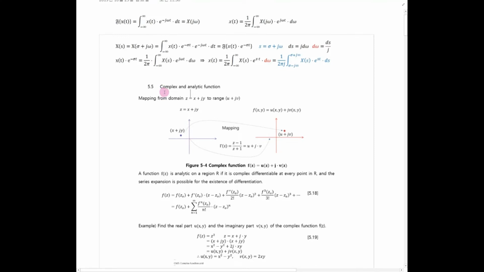From here, what is a complex function then? A complex function is a mapping from a complex domain to another complex range. Here is the x real variable, and the jy variable is this one. This one is the z domain. Okay, this becomes the domain. By use of the function, each point is mapped to another complex domain. This one is a range.